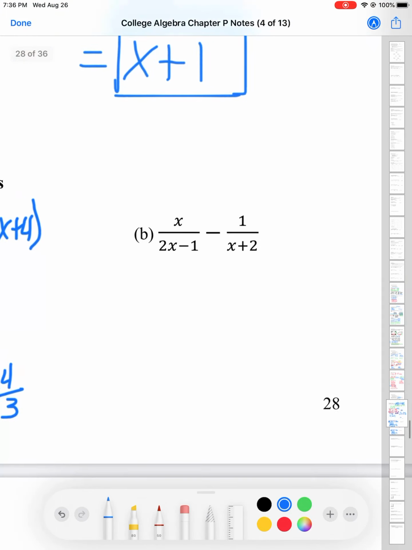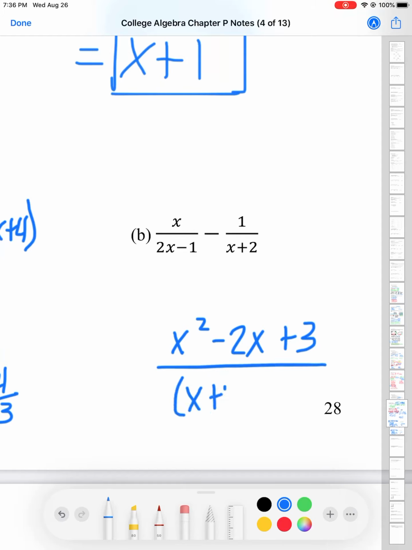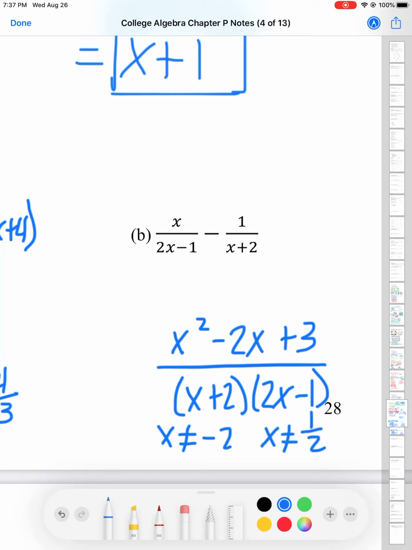So you guys go ahead and try B. The answer to B is x squared minus 2x plus 3 over x plus 2 times 2x minus 1. X cannot be negative 2, and x cannot be 1/2.